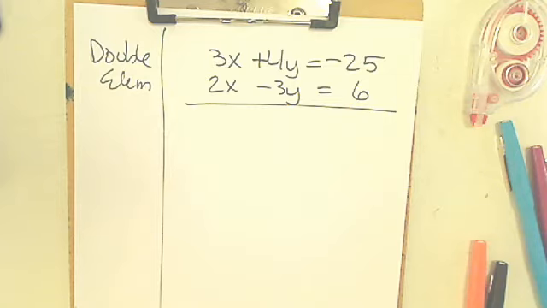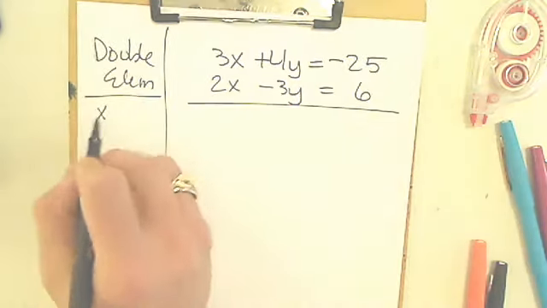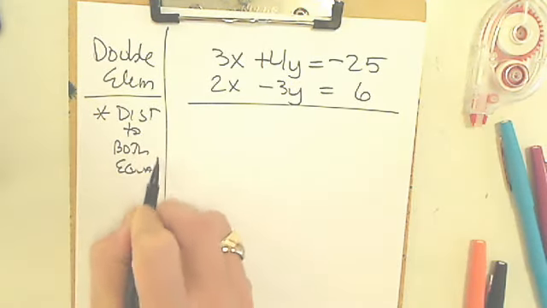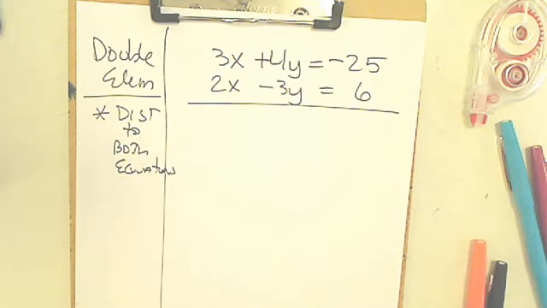Why would we consider this to be a double elimination? What do you notice about the variables and the coefficients? Or you should think about how many times it will need to be distributed. Are you only distributing to one equation or both equations? This one you would have to distribute to both equations. Double elimination, both equations. Okay.